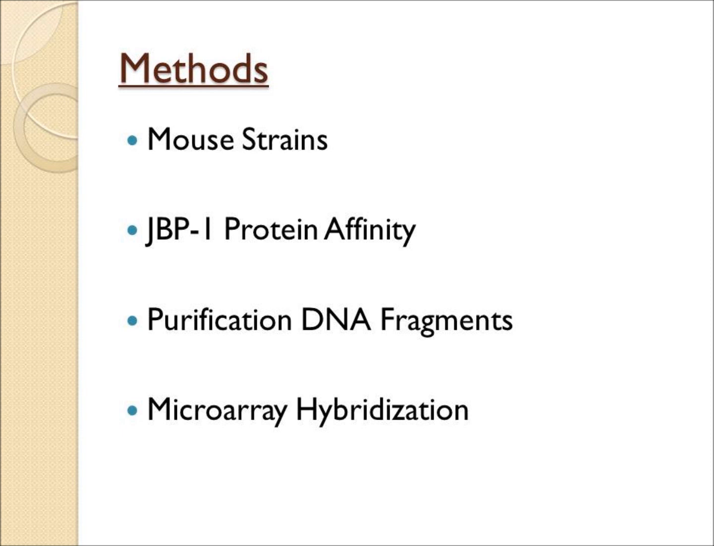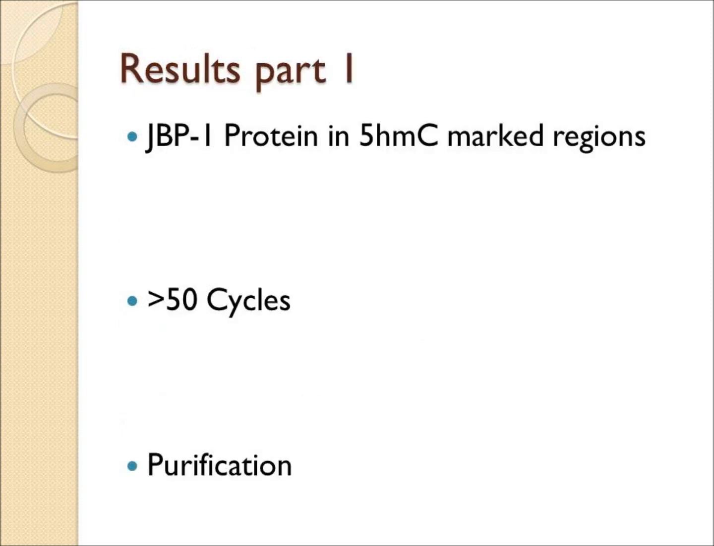Microarray hybridization. Proceeding after purification, the samples that remained were prepared wholly for microarray analysis using a whole genome kit. This was then labeled and hybridized to a whole genome mouse array with chromosomes 4 and 9 and all of chromosomes 5, 6, 7, and 8. JBP1 protein in 5-hmC marked regions.